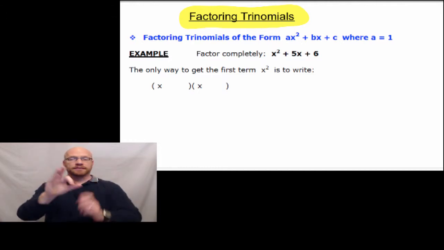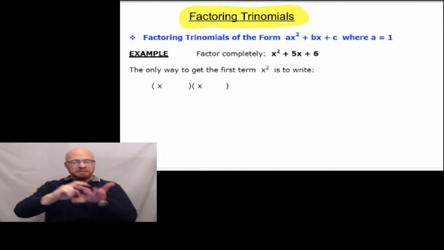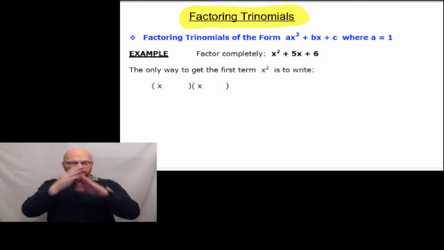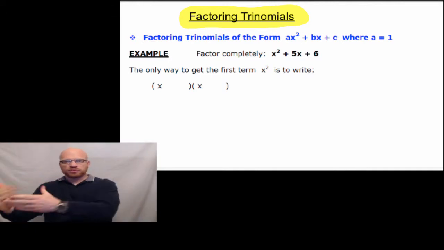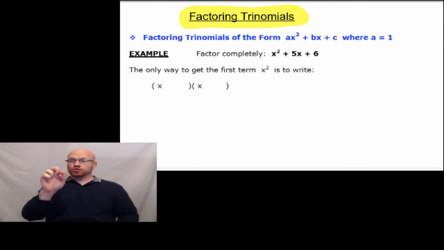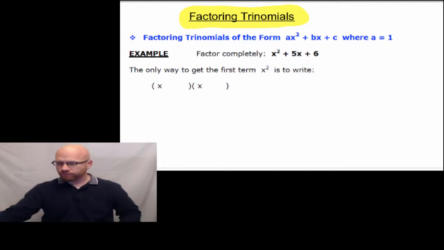These two words, let me describe what they mean. Factoring means dividing out, dividing things into two or more parts. Tri is three terms, trinomial, and we have that right here.